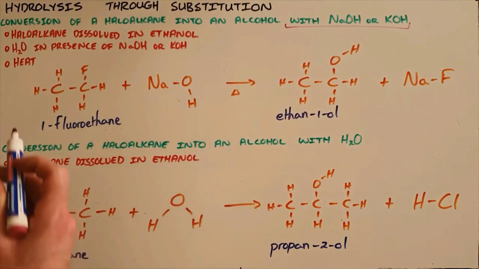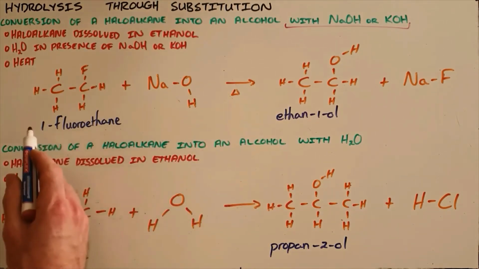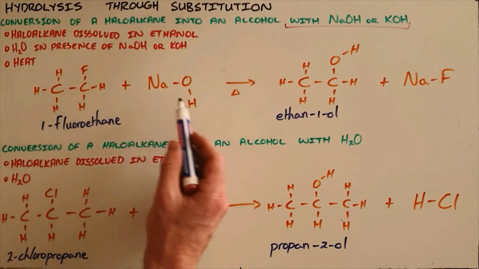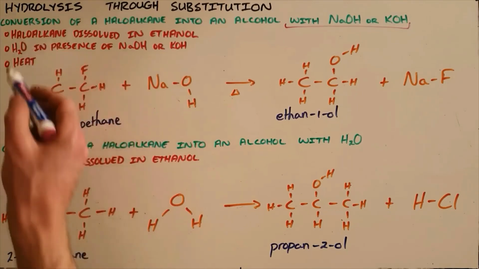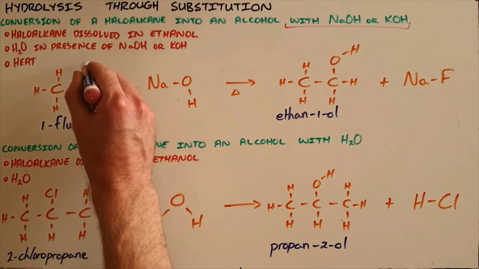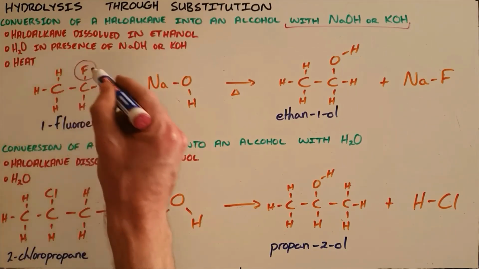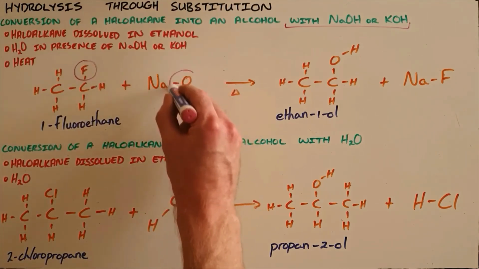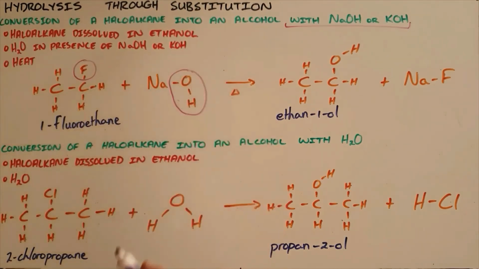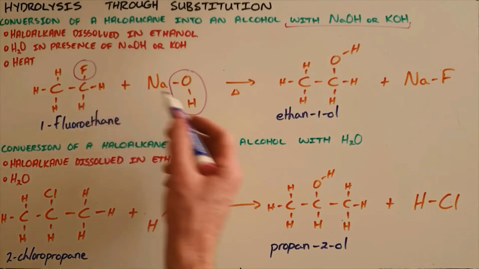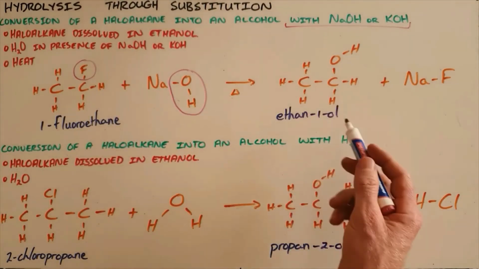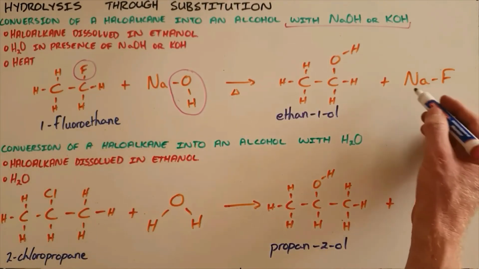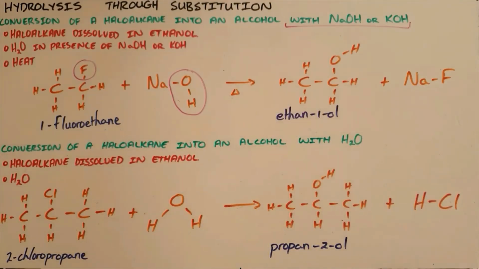So in this example here we have 1-fluoroethane that reacts with sodium hydroxide, and in the correct conditions, these three conditions here, what we would find is that the fluorine atom is substituted with the hydroxide, the hydroxyl group of atoms to form ethan-1-ol, which is our alcohol, and then the remaining sodium fluoride.